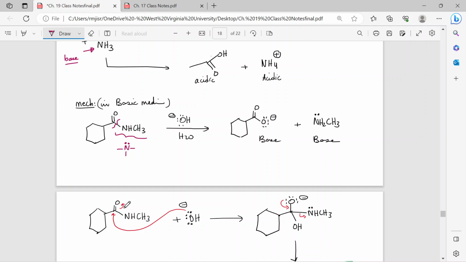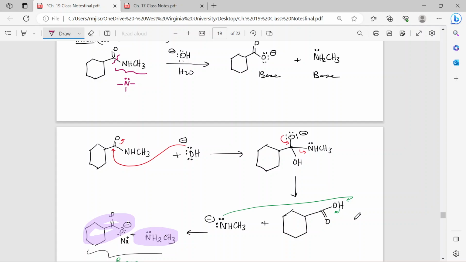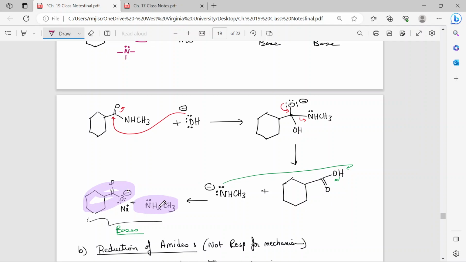So when the base attacks and forms a negative charge, by a simple resonance, you can break the bond and the nitrogen can leave. When the nitrogen leaves, it's going to be basic. You already have an acid in your product, so that base is going to pick the acidic hydrogen in there and become a weaker base in this case. So these two are bases, they are compatible with the medium that they are in.